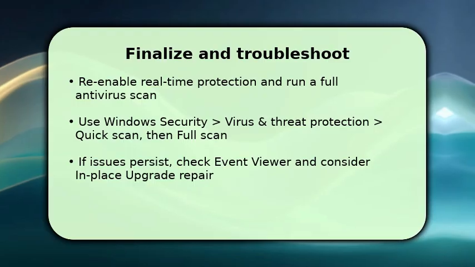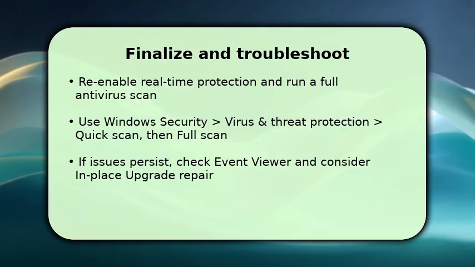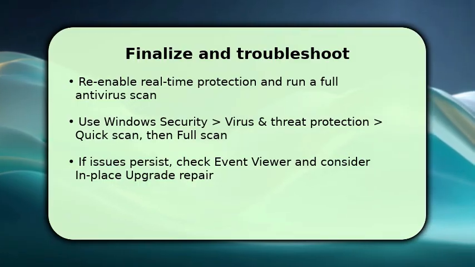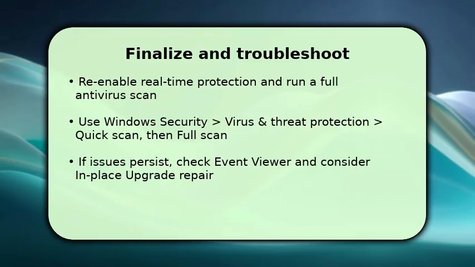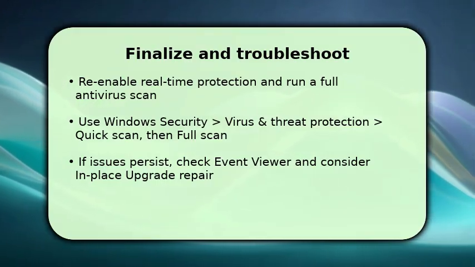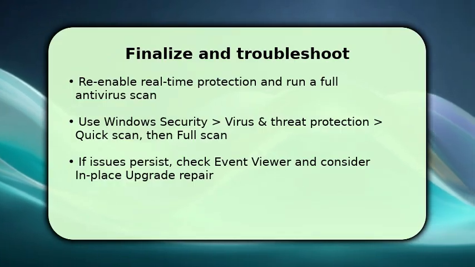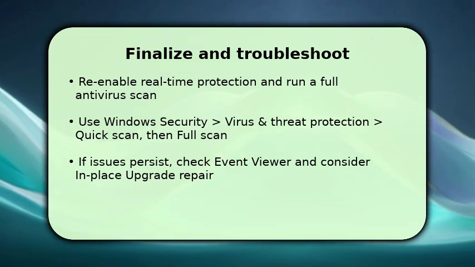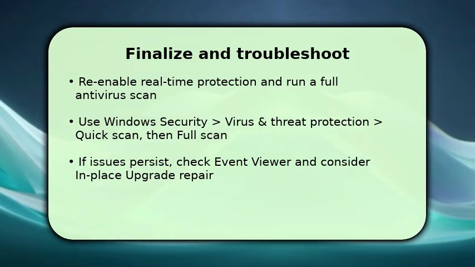If Defender still shows errors, open Event Viewer to inspect Windows Security or Service Control Manager logs for specific error codes. As a last reliable step, consider an in-place upgrade repair of Windows, which preserves files and settings but refreshes system components. This often resolves stubborn Defender faults when other fixes fail.